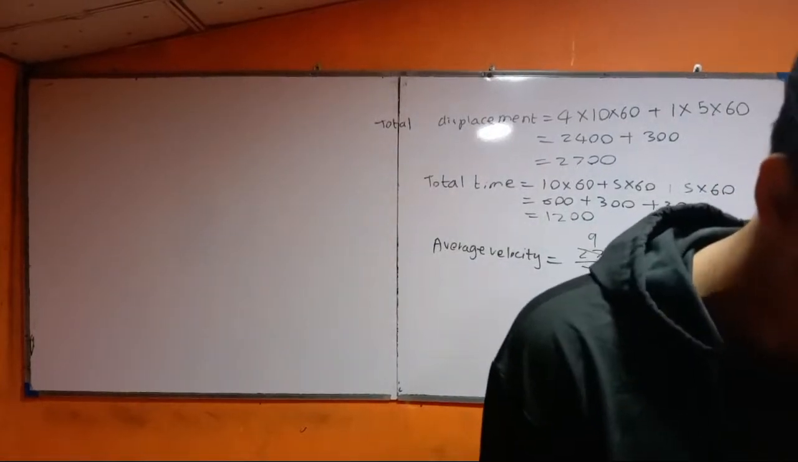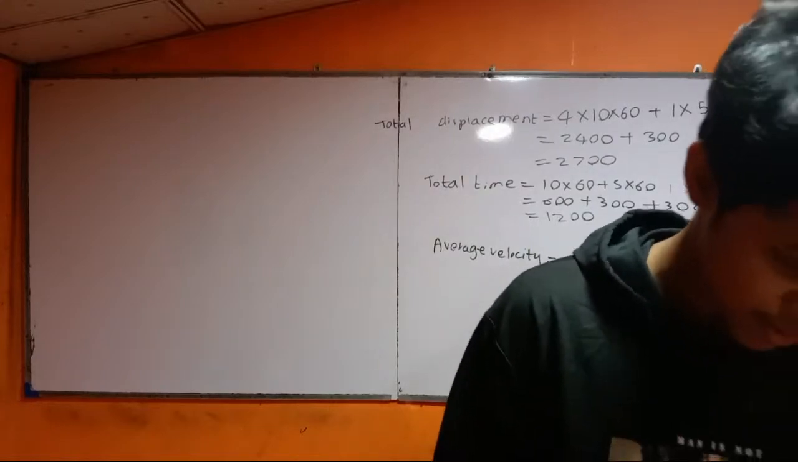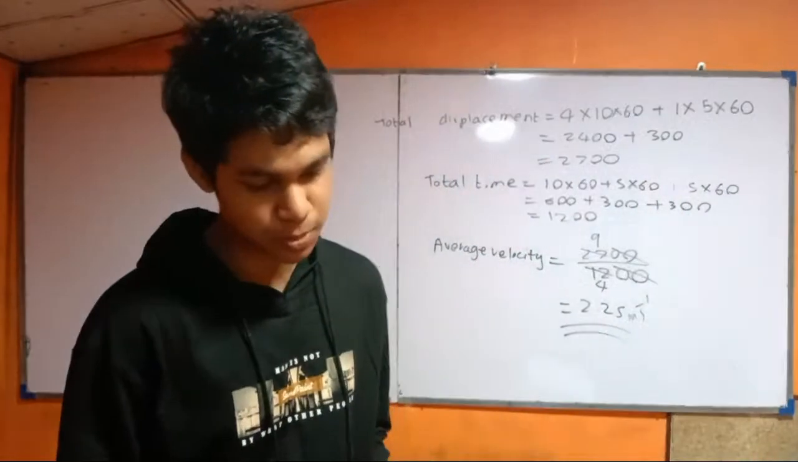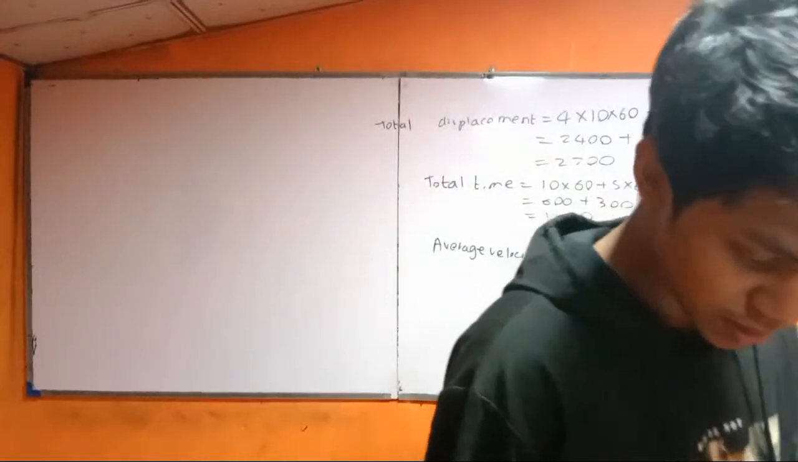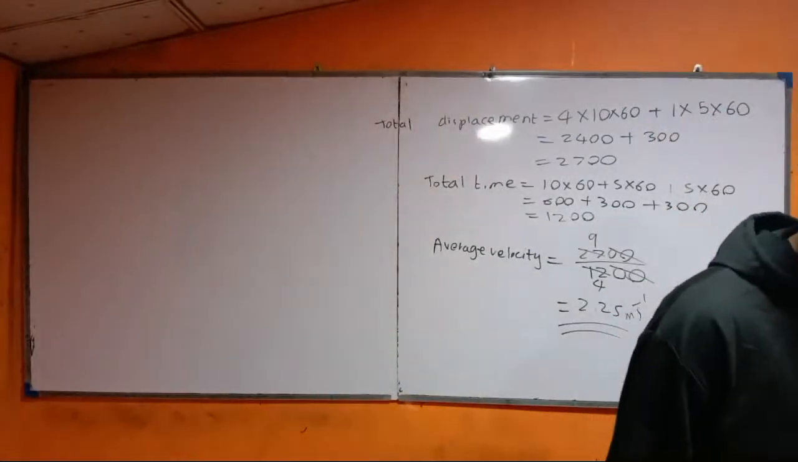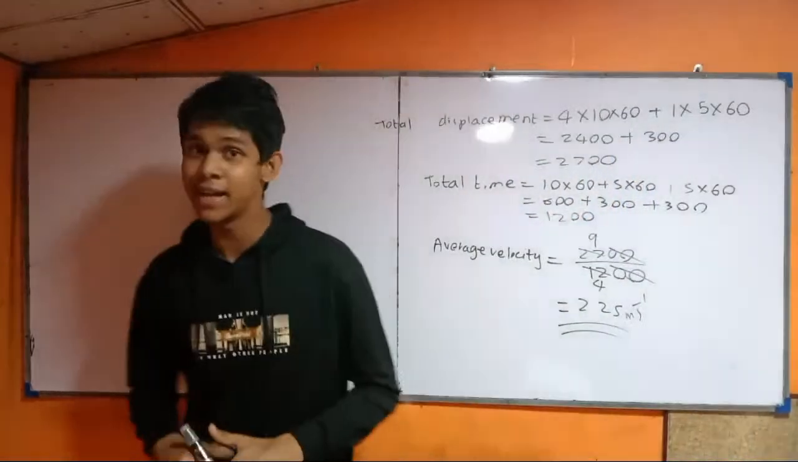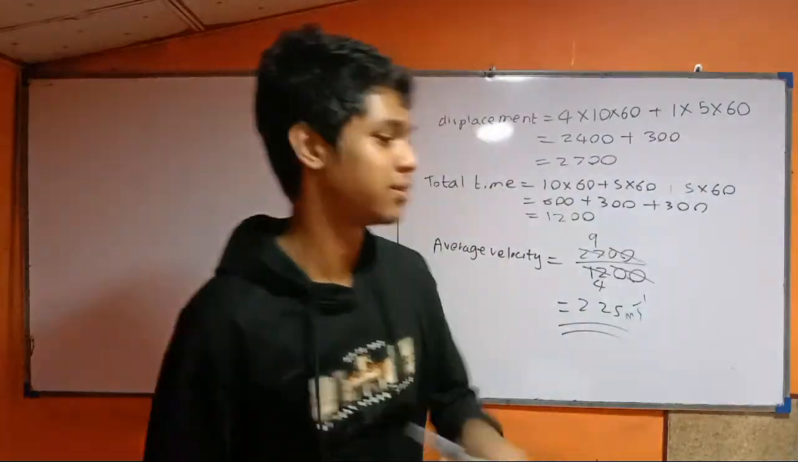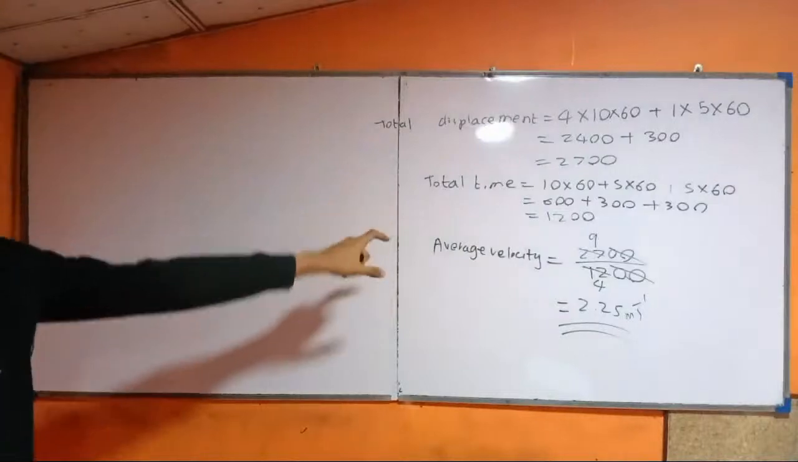Then the third question. What do they say there? A motor car travels with a speed of 60 kilometers per hour for half of the journey and the remaining half with 40 kilometers per hour. What is the average velocity of the total journey? Now some of you might have added 60 and 40 and divided by 2. You are absolutely wrong. So how to do this question? Always you need to follow this procedure.